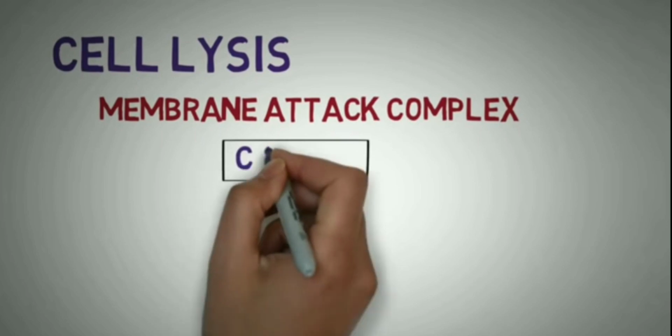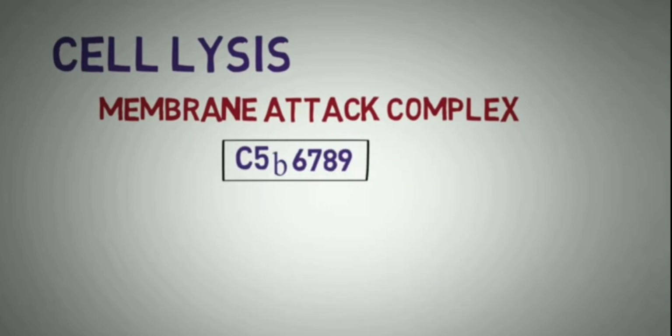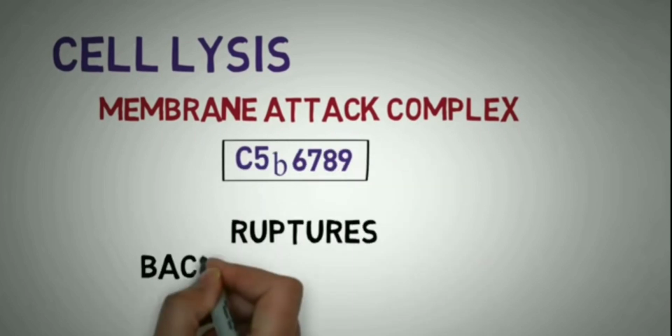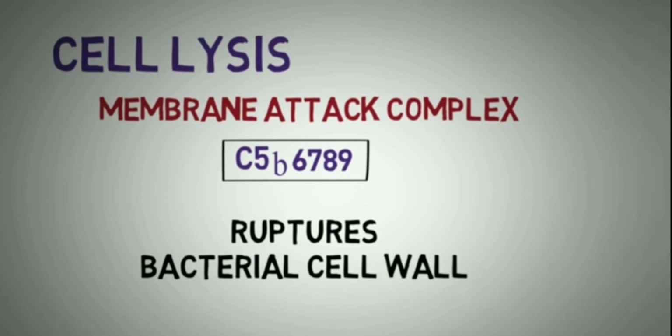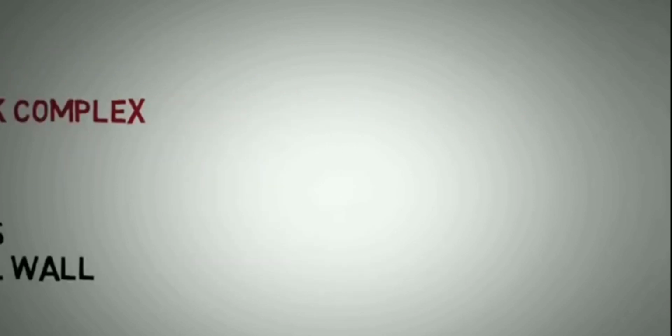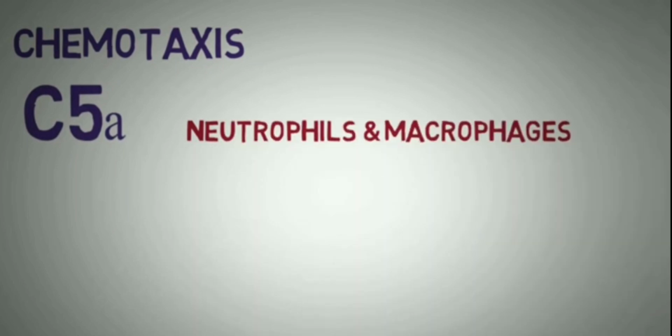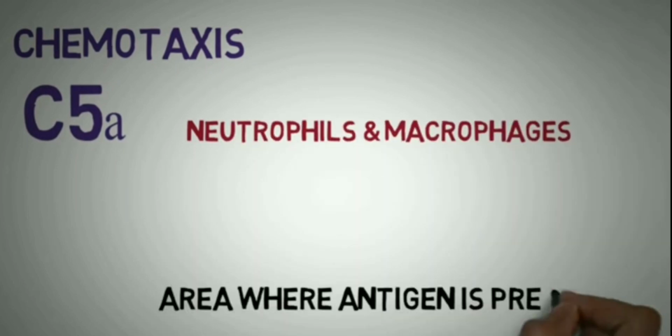The membrane attack complex, the C5b6789, has an effect of rupture of the bacterial cell wall, which destroys a large amount of bacterial load. The third effect is chemotaxis, where factor C5a attracts the neutrophils and macrophages to the area where the antigen is present.